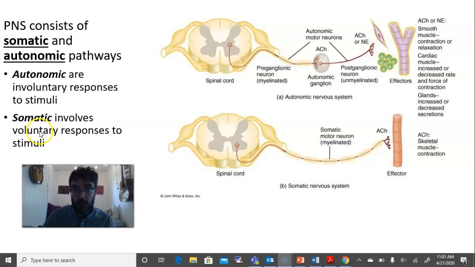Somatic responses, on the other hand, those are our voluntary responses, like food, nom nom nom, reaching out for your sandwich. It would be a somatic response. And so both of these are different varieties of neural pathways in your peripheral nervous system, in the PNS.